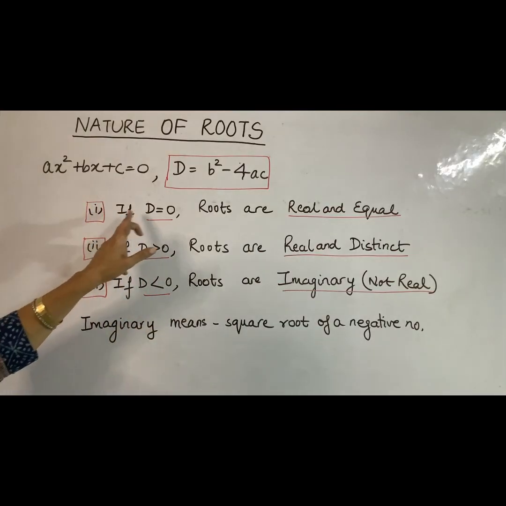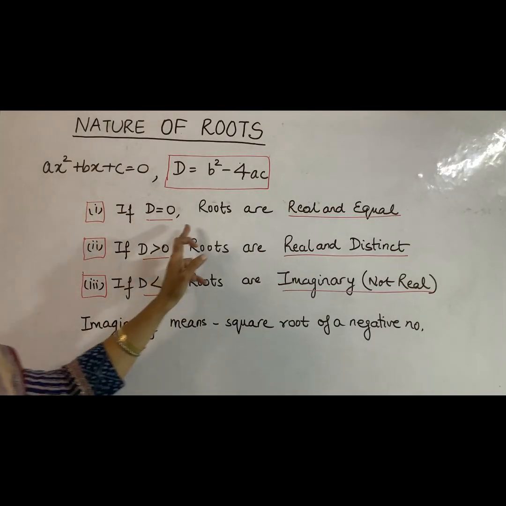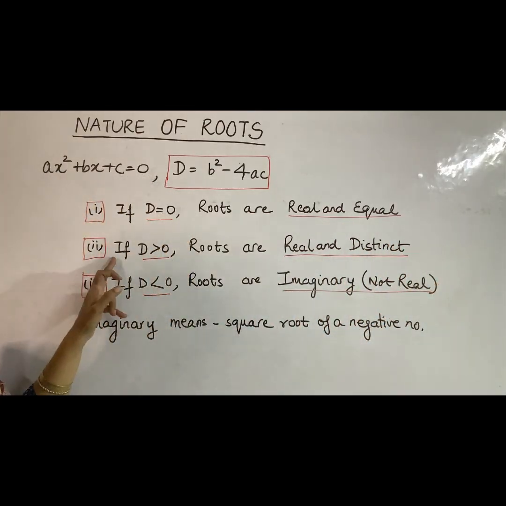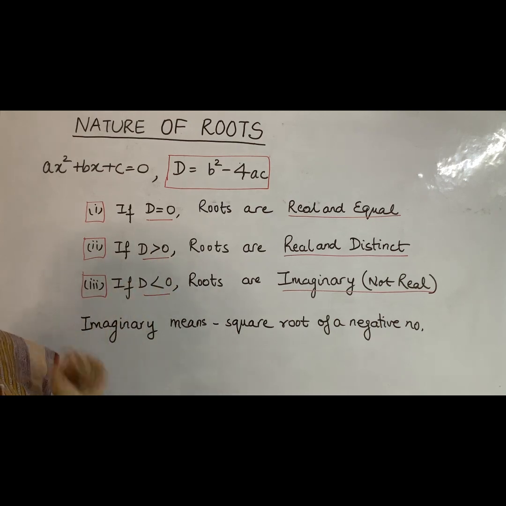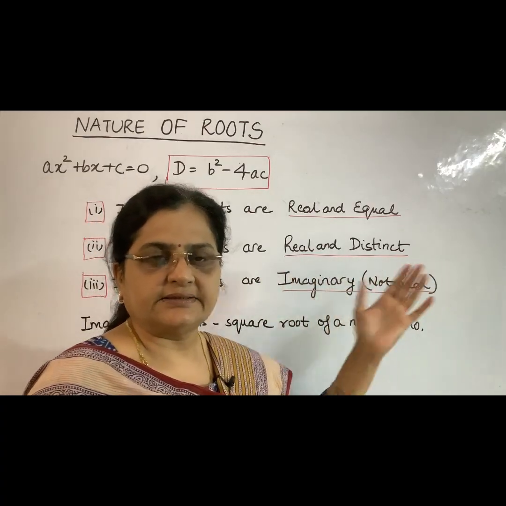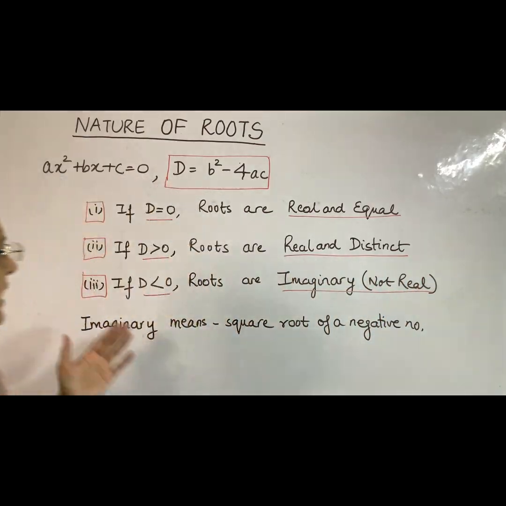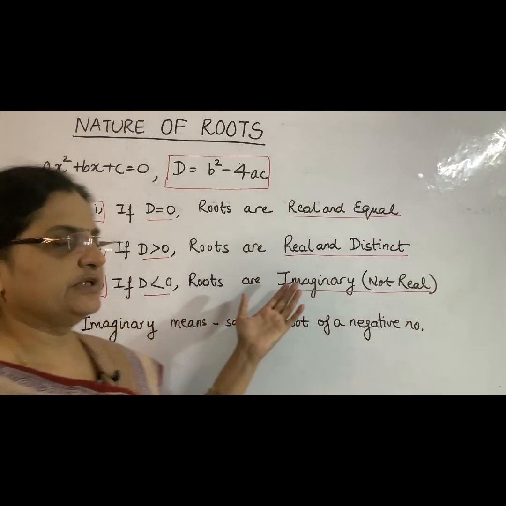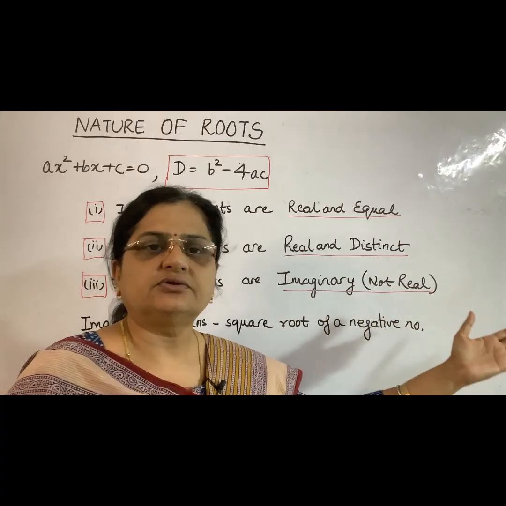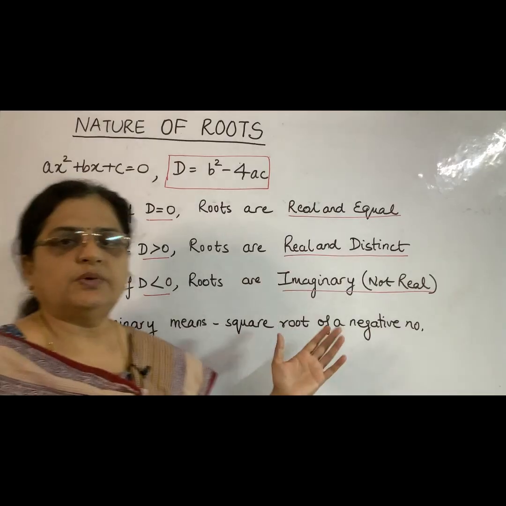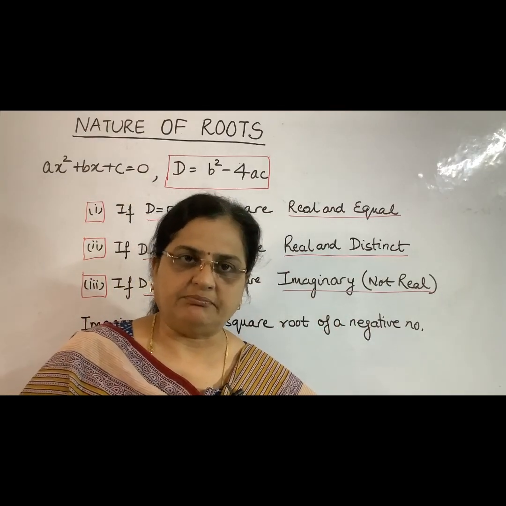Now, if capital D becomes equal to 0, then the roots will be real and equal. If capital D turns out to be greater than 0, meaning any positive value, then the roots will be real and distinct. Distinct means unequal. And if D comes out to be less than 0, then the roots are imaginary. Imaginary means not real. At your level, you can understand imaginary to mean the square root of a negative number.